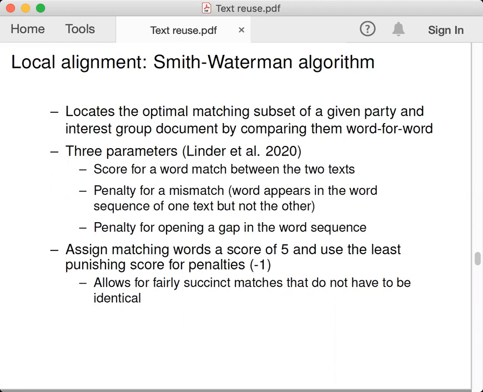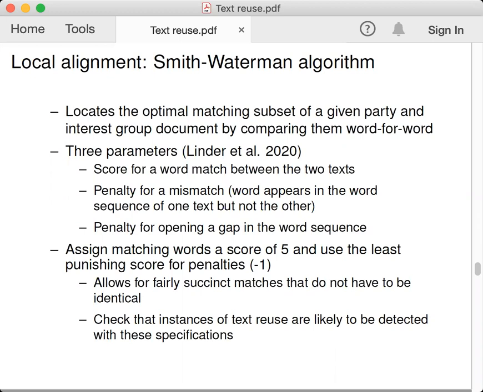And the least punishing score is to allow for variation, like that the party has changed some words and so on. So I also checked that instances of text reuse will actually be detected if I use the specifications. I ran it on lorem ipsum text, just standard text, and tried out different specifications, and it did detect these matches. So I think it's fine to use these specifications.